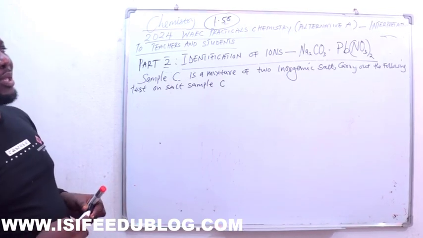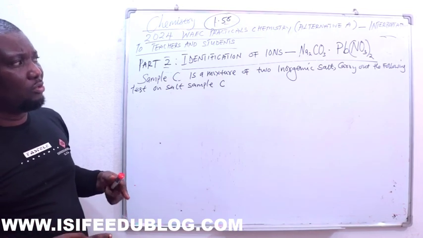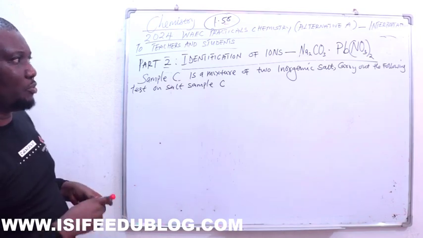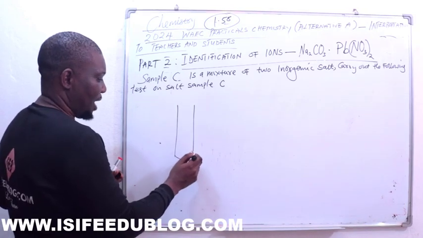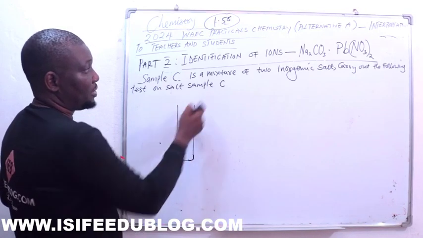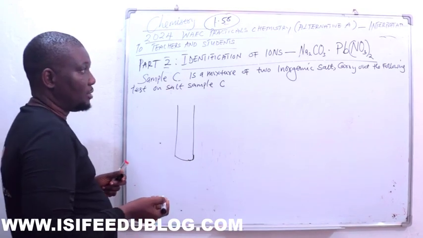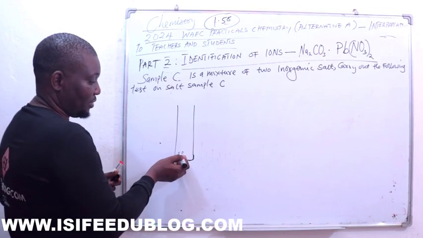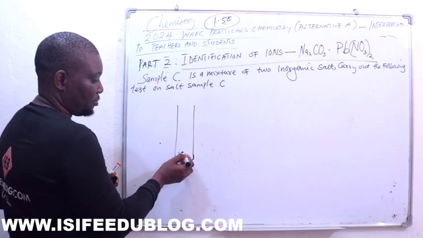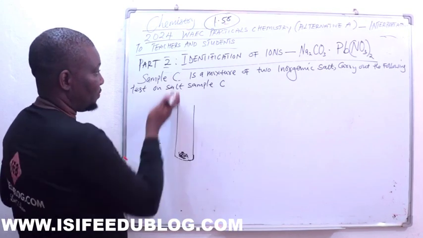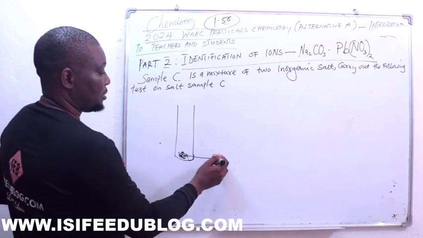Most likely, when you see a salt like this, the mind of the examiner would be to take some of the sample, and you will be asked to add some of sample C into a boiling tube, test tube or beaker. So I'm taking a small sample of the salt. I use a small sample because too much sample will spoil the results. This is the amount of C I'm using.